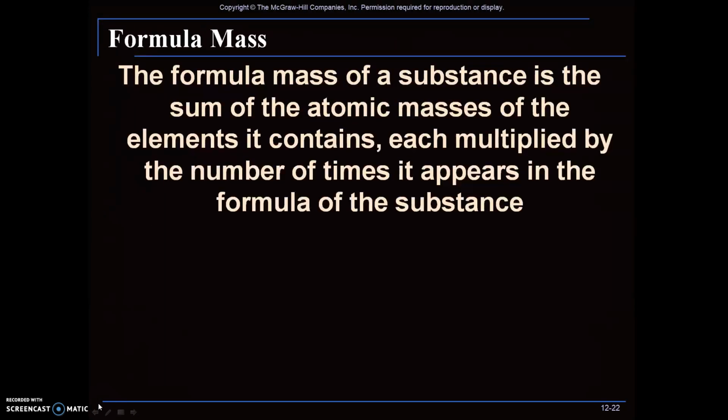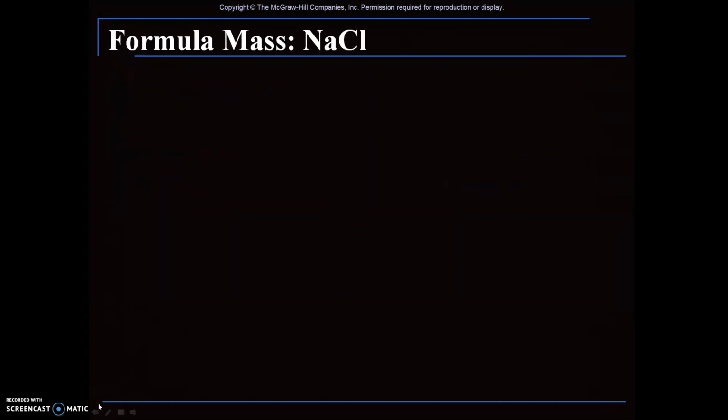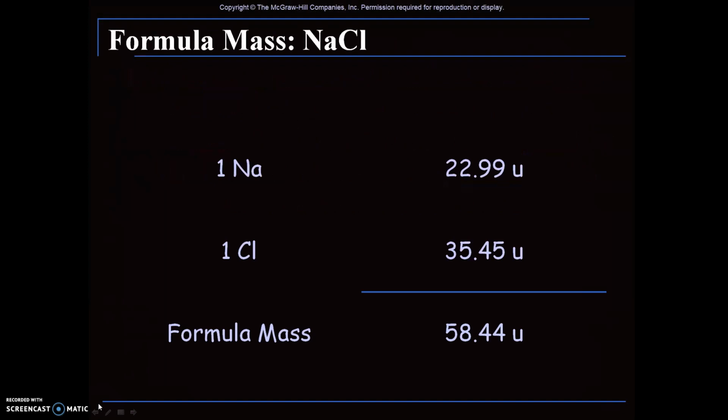The formula mass of a substance is the sum of the atomic masses of the elements it contains, each multiplied by the number of times it appears in the formula of the substance. Let me give you an example. If you're looking at NaCl, you have sodium and chlorine. To find the formula mass, you have 1 sodium and 1 chlorine. Looking at the periodic table, 1 sodium is 22.9 and 1 chlorine is 35.45. When you add these two, you get 58.44, and that is the formula mass of sodium chloride, which is NaCl.